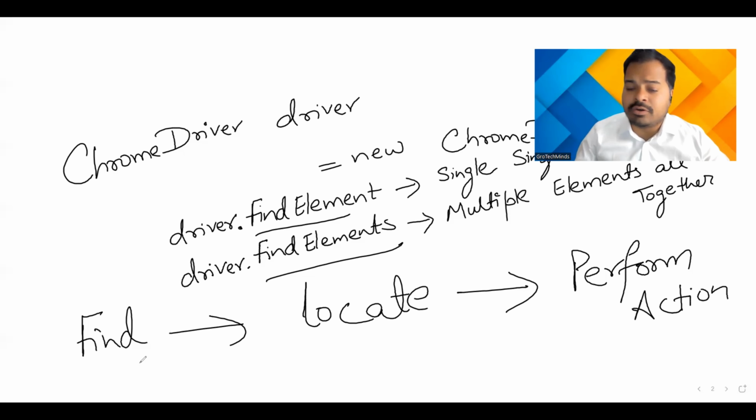Now guys, as I have said, in Selenium you first find the element. After finding the element, what do you do? You locate it. How to locate it? For that reason, we have 8 locators in Selenium. Please focus. First we find the element, then we locate the element. To locate elements, we have locators in Selenium.